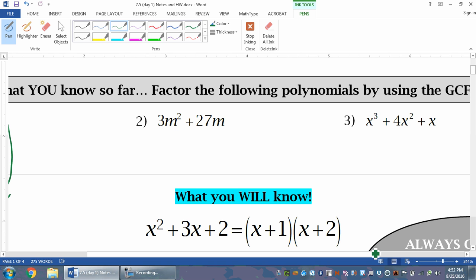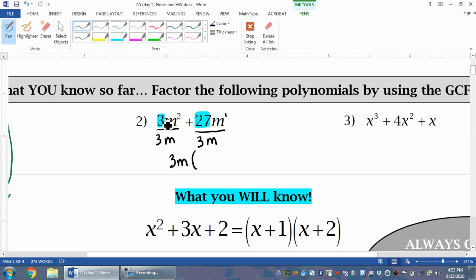When you're looking at number 2, you should recognize that both 3 and positive 27 are both divisible by 3. And they also share another thing in common. Remember, we choose the smallest exponent. So between m squared and m to the first, the smallest one is m to the first. My GCF would be 3m. Remember, 3m always goes on the outside. Always the GCF goes on the outside.